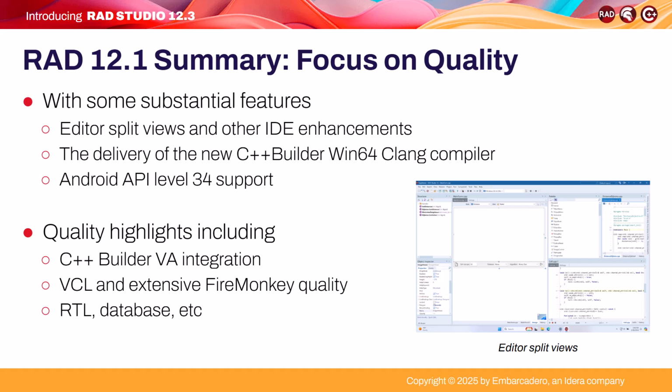We also delivered new C++ Win64 Clang compiler, a very, very big step forward, really exciting development for C++ Builder. We thought it was great. And it does so much more things that David Millington will explain in a moment. And also Android API level 34 support before it was needed as well. We try to keep ahead of the curve. Quality highlights included C++ Builder Visual Assist integration, a very cool thing, and VCL and extensive FireMonkey quality, and the runtime library and database. Everywhere we could, we touched on quality.